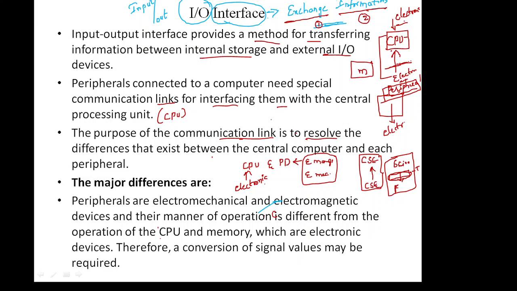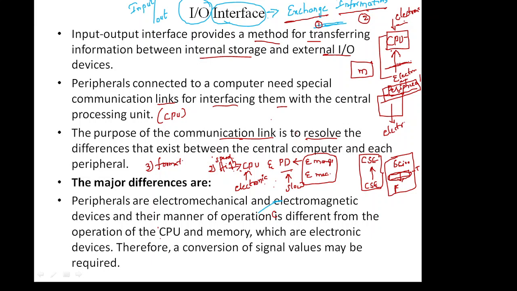Another major difference is the data transfer rate. The data transfer rate of a peripheral device is slow, but the data transfer rate of the CPU is very high. So in order to match these differences, we need to have the interface. That is the second difference, speed. And what is the third thing here? The data formats of peripheral devices are very different. The third difference is format.